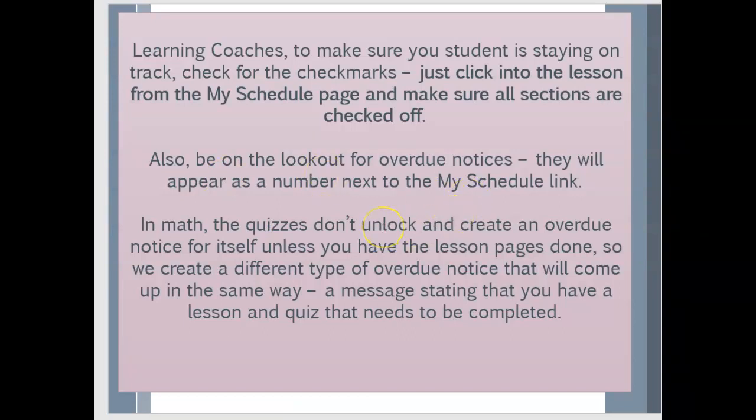But you've got to remember, in math, the quizzes don't unlock unless you've done your lesson pages. So I have a workaround for that. I create a different kind of overdue notice, which is just a message saying, hey, you haven't done this lesson and therefore have not unlocked the quiz. Or the message will also come up if you still haven't passed the quiz. Like let's say you only got a 2 out of 5 on it. The message will come up as a reminder that you need to get at least a 3 out of 5 in order to complete the unit.